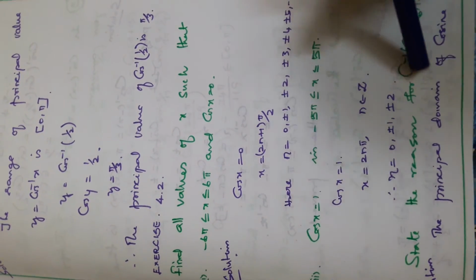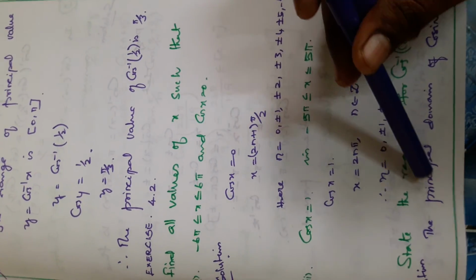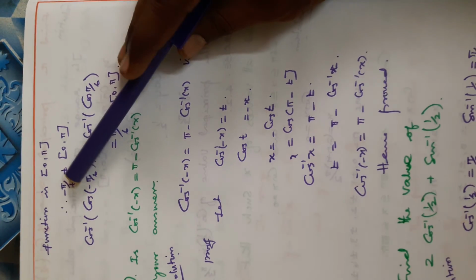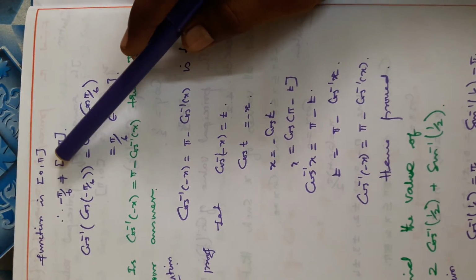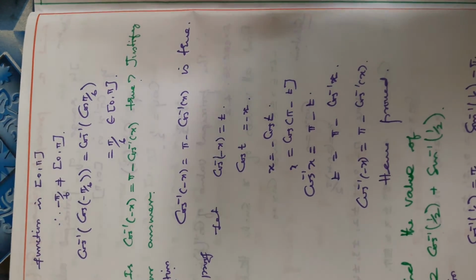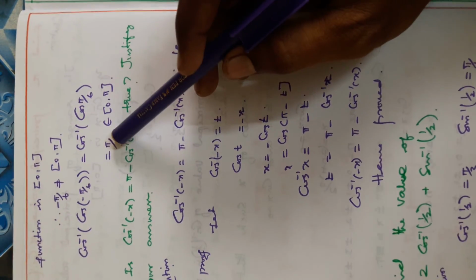The principal domain, how to prove? The principal domain of cosine function is 0 comma pi. Therefore minus pi by 6 does not belong to 0 comma pi. At the same time, the value of the function is pi by 6, right?